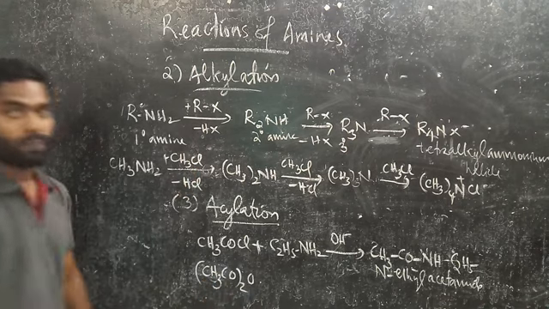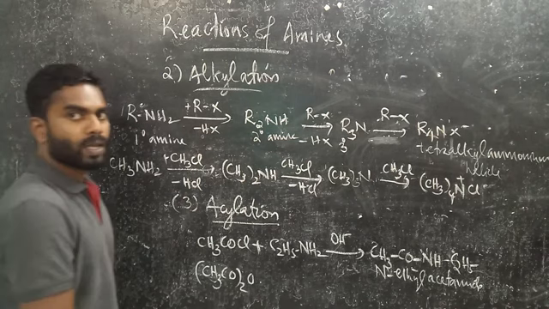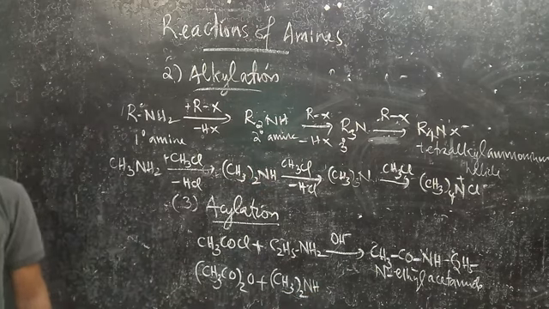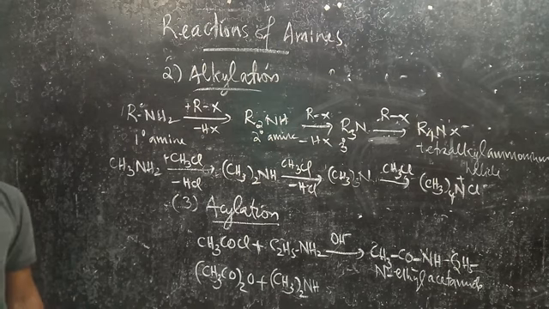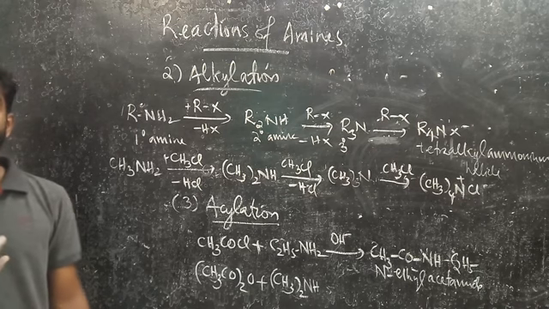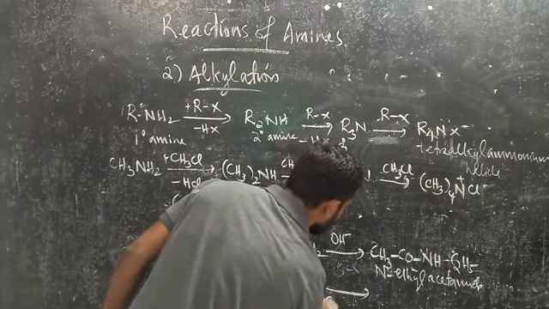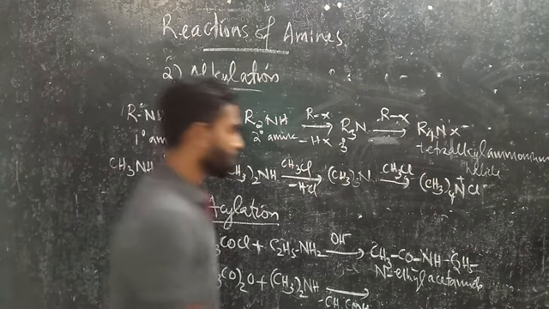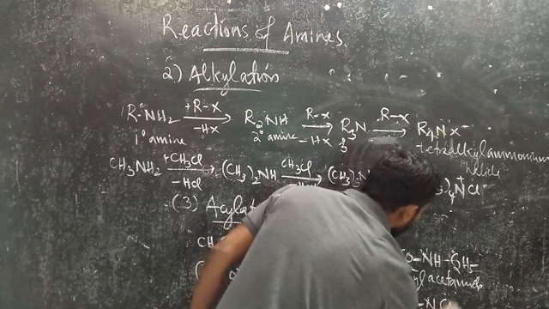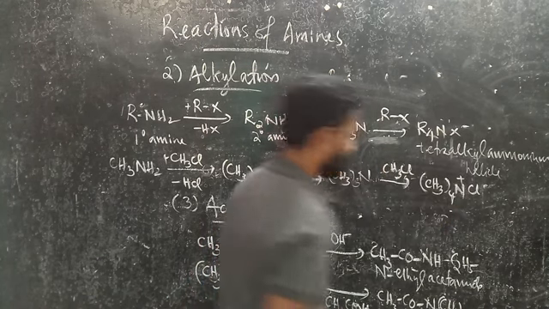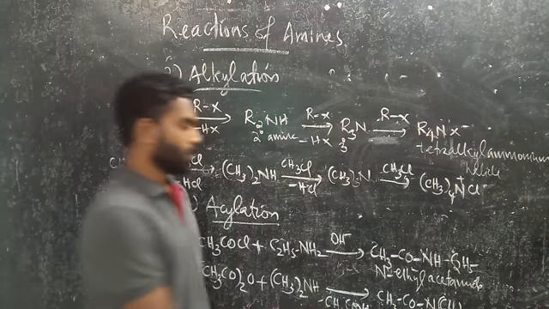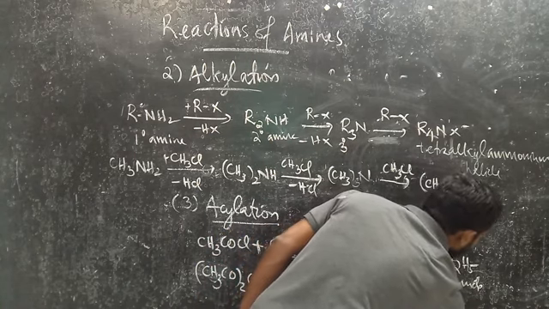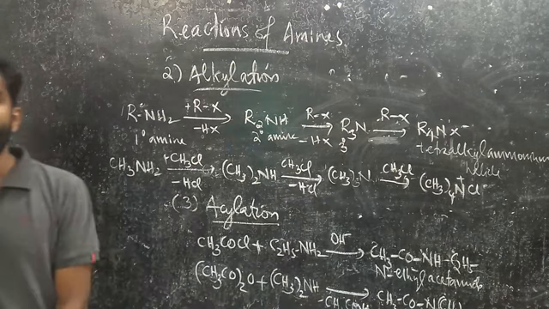One more example, with acetic anhydride, (CH3CO)2O. It reacts with dimethylamine, (CH3)2NH. After acylation, with removal of CH3COOH, we get CH3CON(CH3)2, which is N,N-dimethyl acetamide. This is the acetylation reaction.